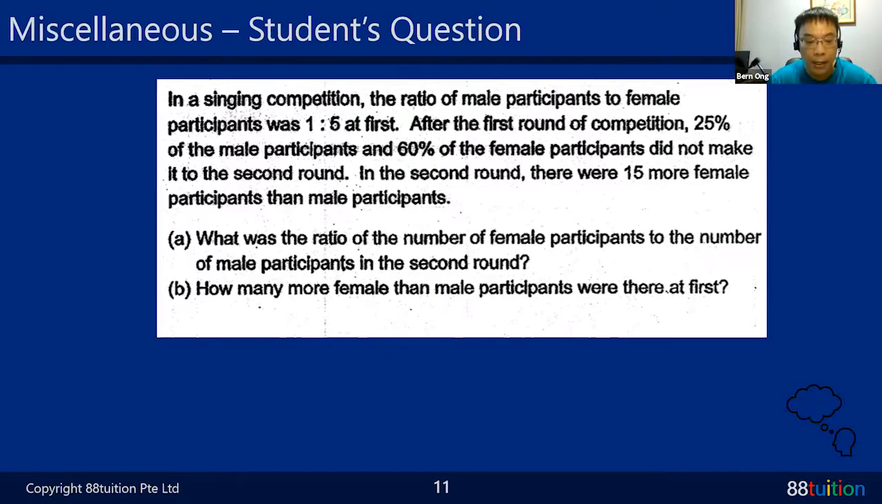People, chill. In a singing competition, the ratio of male participant to female participant is 1:5. So down here, let me write it out. Male is to female is 1:5. So I can call this 1 unit, 5 units. That's at first. Down here, at first. Because I got no space, so I squeeze down there. Forgive me. Then what happened? After the first round of the competition, oh, sorry.